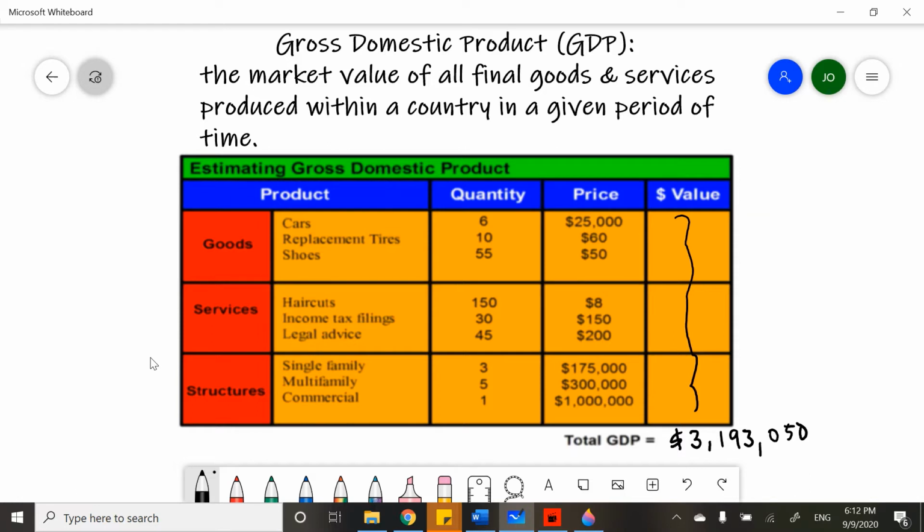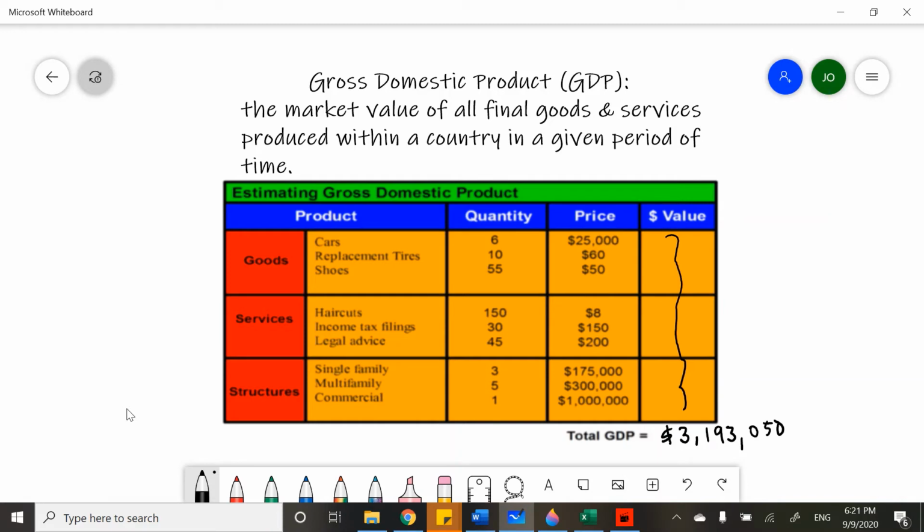Now, obviously, an economy like the US has millions and millions of products and services that are produced on a yearly basis. So not only is this method unrealistic, it is very improbable to calculate. Therefore, GDP has to be calculated using one of the following methods: the expenditure method or the income method. These two methods are based on one simple fact, that one person's spending is another person's income.